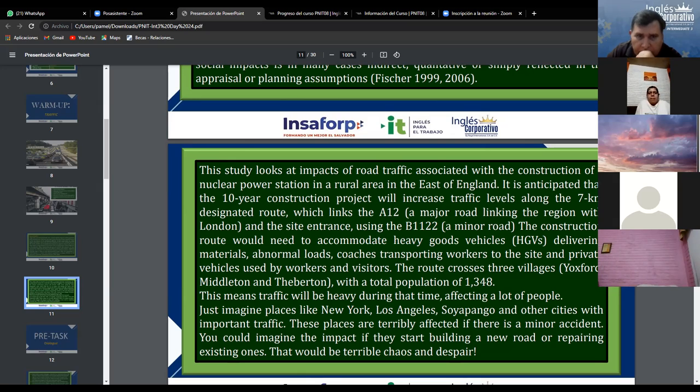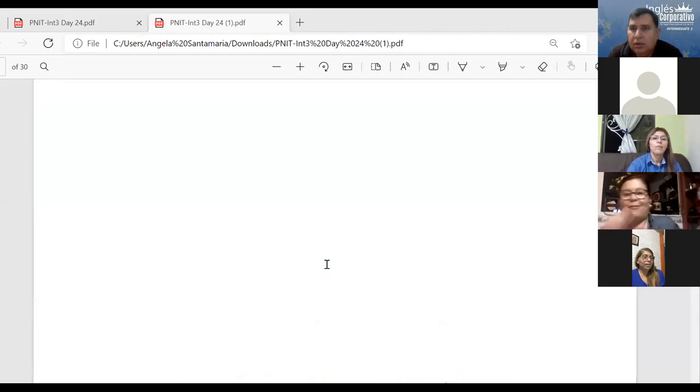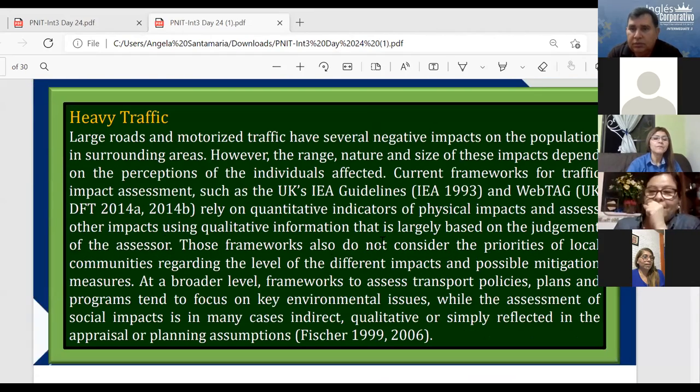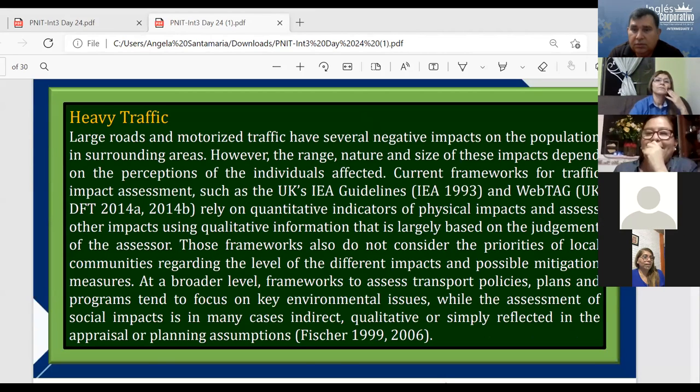Ah, yes, tell me. The microphone is open. You could imagine the impact if they start building a new road or repairing existing ones. Terrible chaos and despair. Finish. Next, you start again, Angela. Okay.